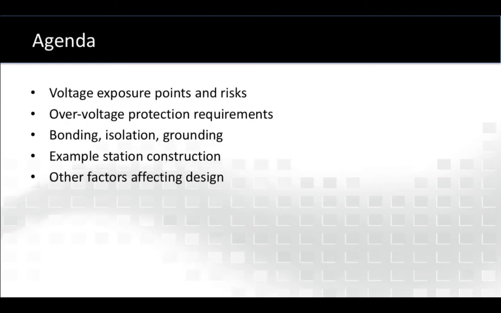Here are the topics we're going to talk about today. We need to talk about how you are exposed to voltage within a station and what those risks are. We'll talk about what the actual overvoltage protection requirements are to afford protection for workers. That gets us into such issues as bonding, isolation, and grounding, so that we do those effectively and in the right situations. We'll do that by looking at example station construction.